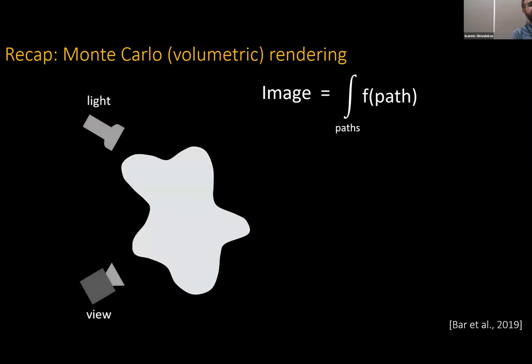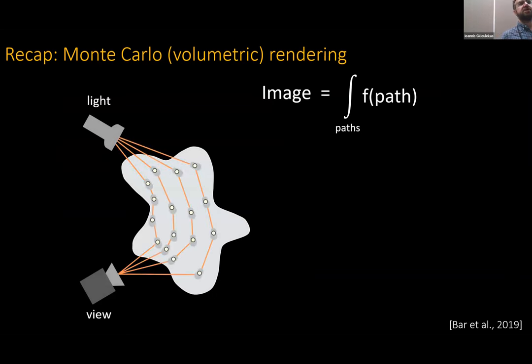So, a recap of what I mentioned earlier at the very start of the tutorial: Monte Carlo rendering basically says that I have a scene. In this case, my scene doesn't have surfaces, but consists of a volume, maybe tissue. I try to trace paths through the scene. Because I'm dealing with tissue, my paths will no longer just reflect on surfaces, but will also potentially scatter inside the volume that I'm trying to simulate.